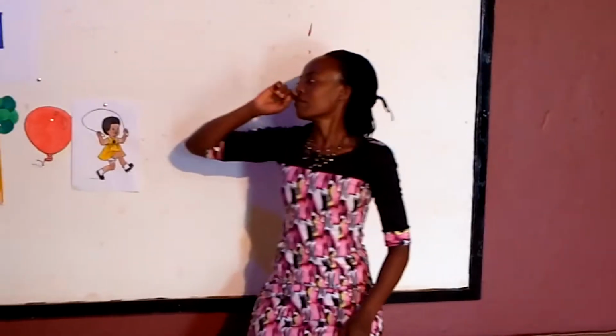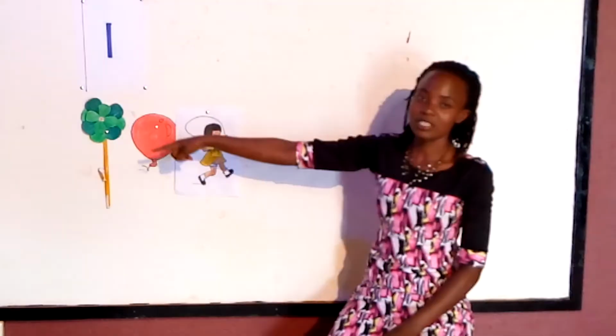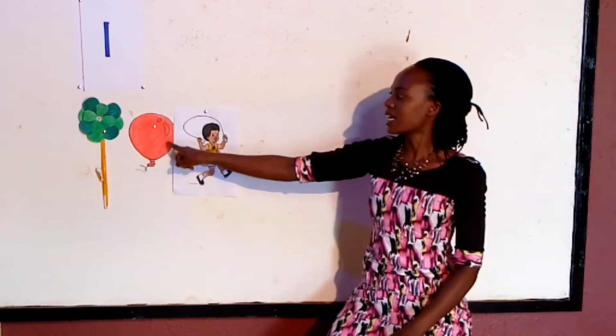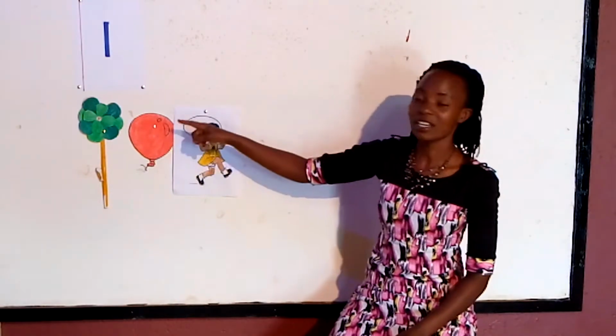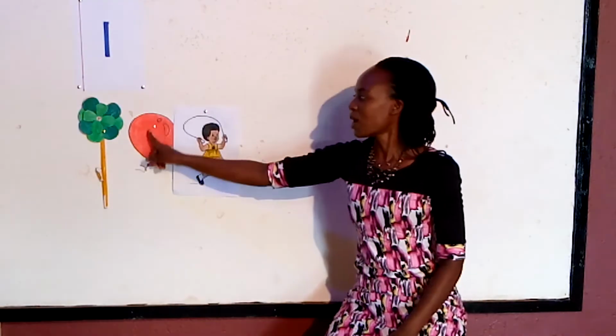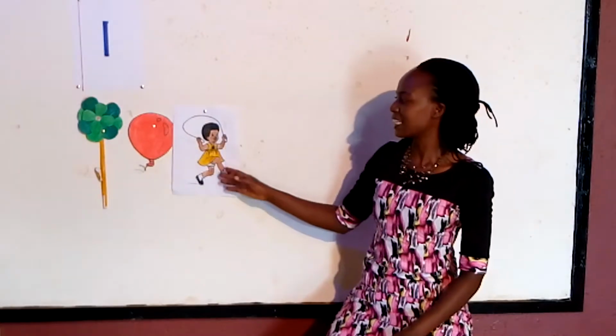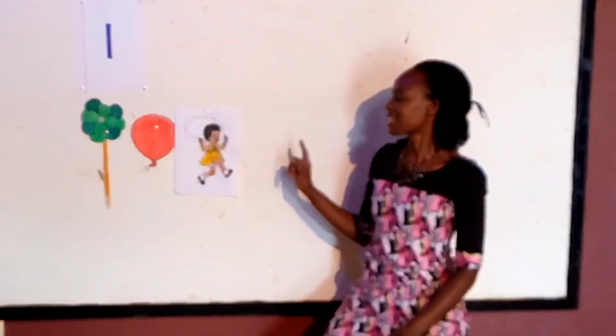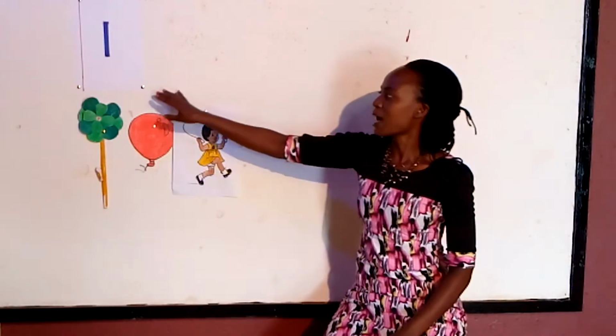And this is number 1. And we said that number 1 means that you have only one thing. Like we have only one flower. Can we count the flowers? 1. And we have only one balloon. Can we count the balloons? 1. And how many children are here? We have only one child. Let's count the children. 1. So this is number 1.